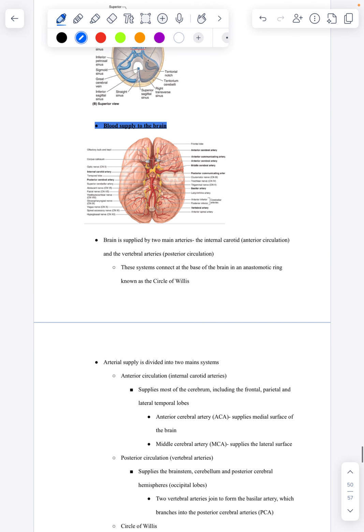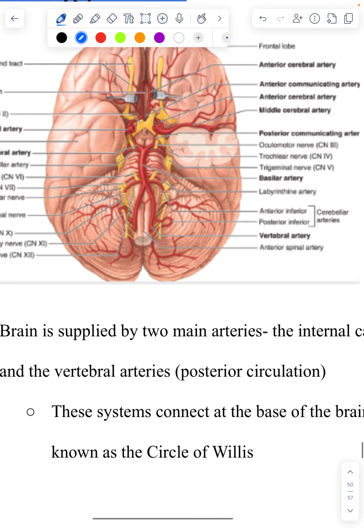So blood supply to the brain, again, is also lab stuff. If you understand this lab stuff, you'll understand this. The way it goes is you have these two vertebral arteries. The branch of the vertebral arteries is this PICA. This is vertebral. Then you have your basilar artery.